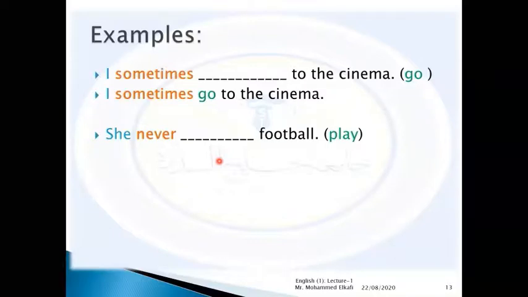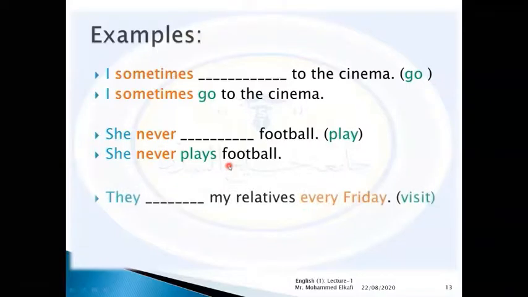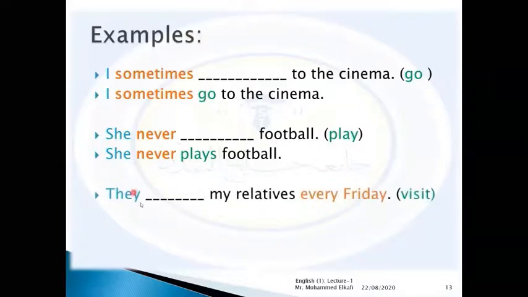We should think of what? The base form. So what is the subject here? The subject is she. So since it's she, that means play should be used here with S. We should add S to the word play. So our answer will be: she never plays football. She never plays football.